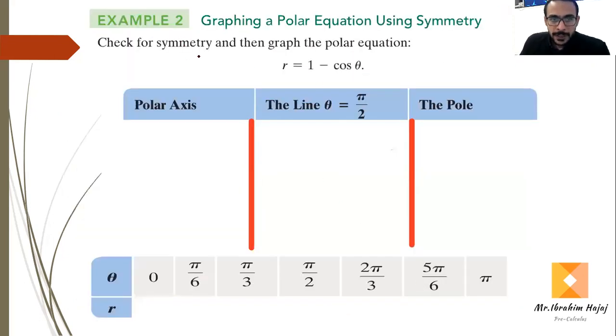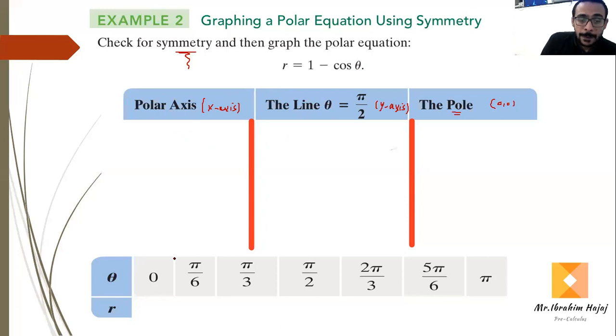Let's see here, guys, how to check the symmetry and then graph the polar equation r equals 1 minus cosine theta. My graph will be like this type, but in the book he works on the symmetry tests. I'm going to check the symmetry of this equation first for the polar axis, the x-axis, and the line theta equals pi over 2, which is the y-axis, and for the pole, which is the point 0, 0. In polar it is called the pole. And then he will graph using the table below.